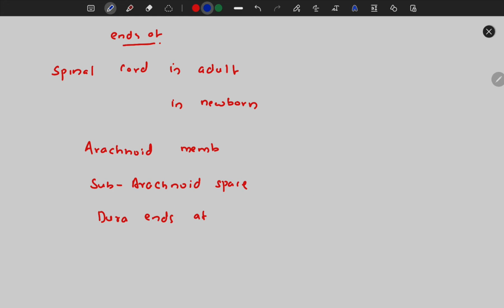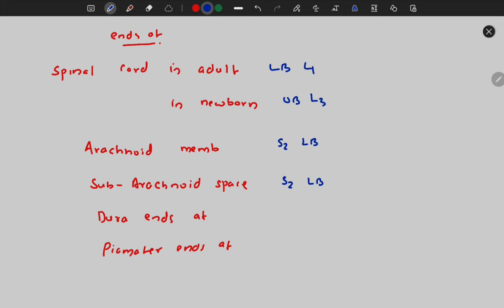So the spinal cord in adult ends at the lower border of L1, whereas in newborn it ends at the upper border of L3. The arachnoid membrane ends at S2 lower border. So the subarachnoid space also ends at S2 lower border.